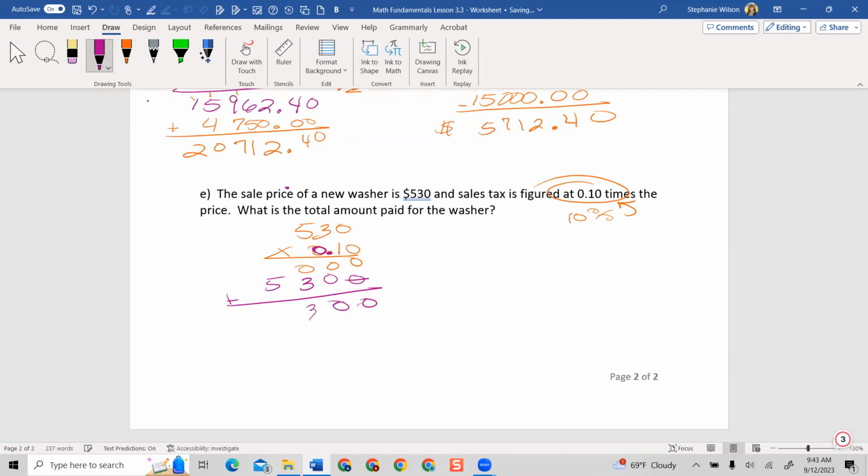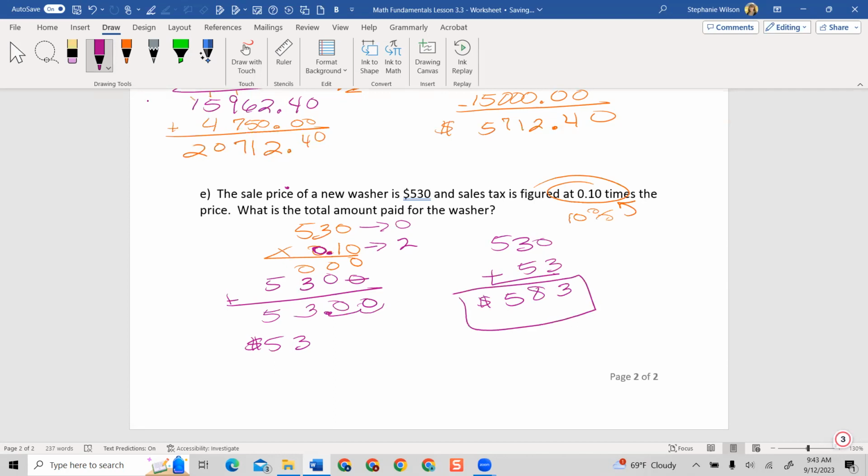All right, so let's add it all up. This has 2 decimal places. This one has 0, so we're just going to move it 1, 2. So we have sales tax of $53, and we're going to take the 530 and add the sales tax to it, and we will pay with taxes $583.